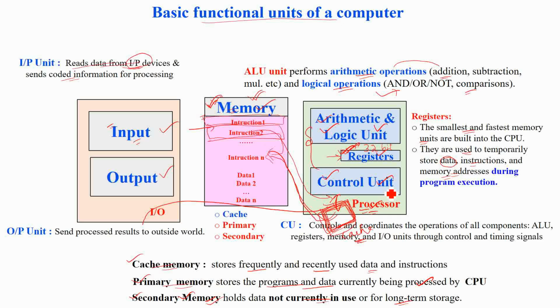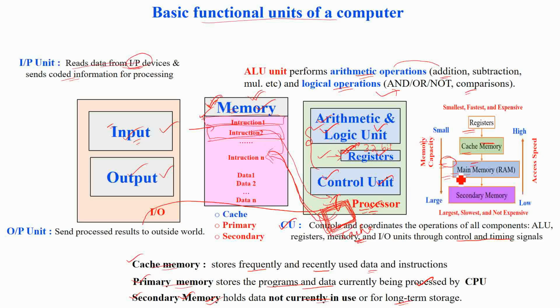Okay, so you need to remember that registers are the smallest and fastest memory unit, built into the processor as an internal component, used to store data, instructions and memory addresses which are required during program execution. This is one of the important points. Whereas the control unit controls all the other components like registers, ALU, memory unit, input unit and output unit. All the components are controlled, coordinated and synchronized through the control and timing signals of the control unit.